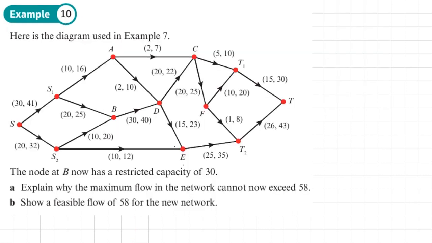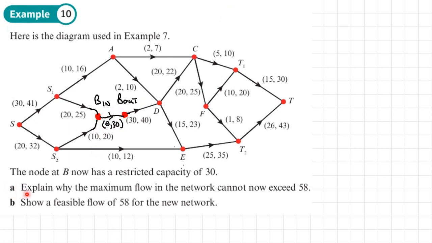Example 10. Here is the diagram used in example 7. So you can see it here with the minimum and maximum capacity for each of the arcs. It says the node B now has a restricted capacity of 30. So I'm now going to show it on the diagram here. So here's my amended network.